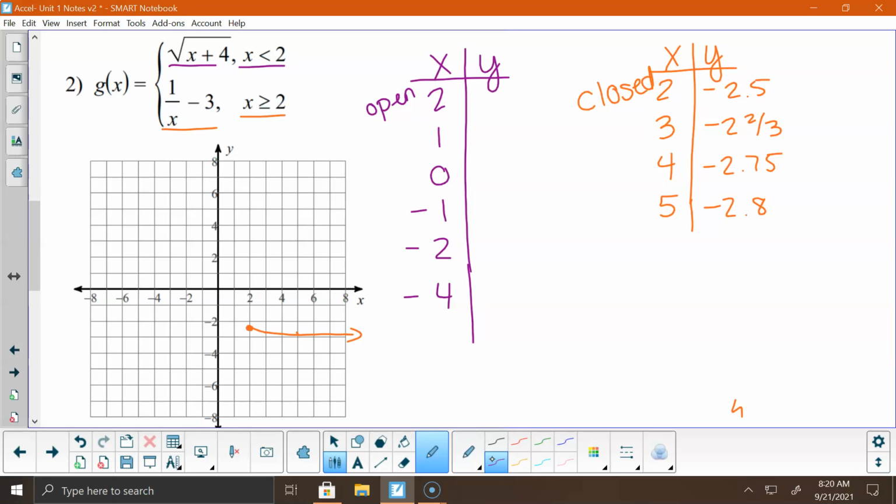What was square root of 6? And square root of 5 should be like 2.4. Okay.